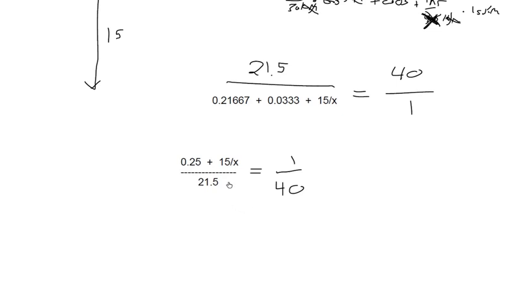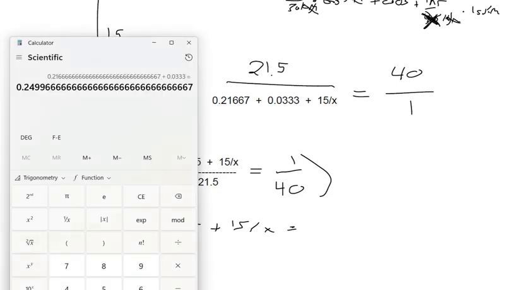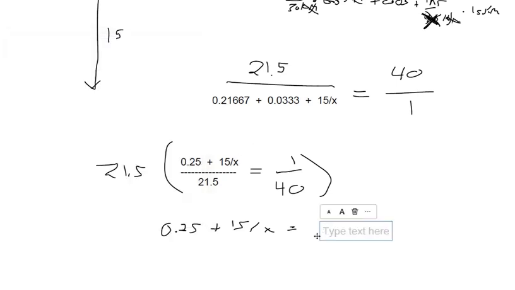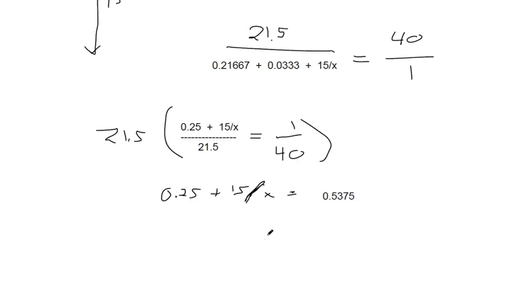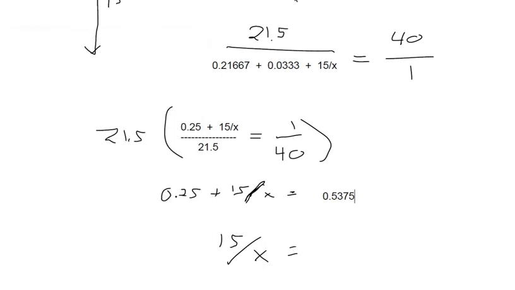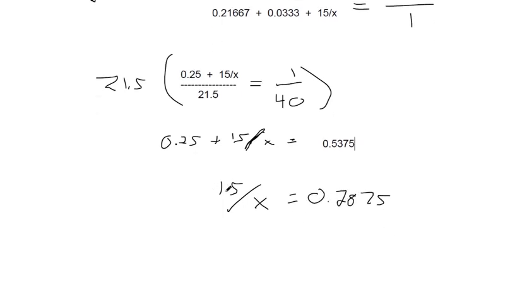And then to get x by itself, we need to get rid of that divide 21.5. So we want to multiply both sides by 21.5. So 1 over 40 times 21.5. That's 21.5 divided by 40, or you could convert this to a decimal too. That's a division symbol. And still trying to get x by itself, so let's subtract that 0.25 from both sides. That's 0.2875. And then that's 15 divided by x.